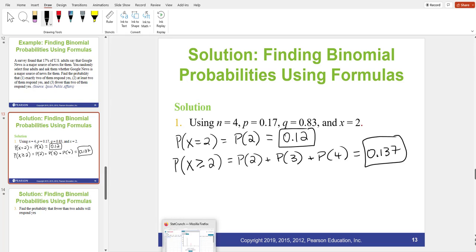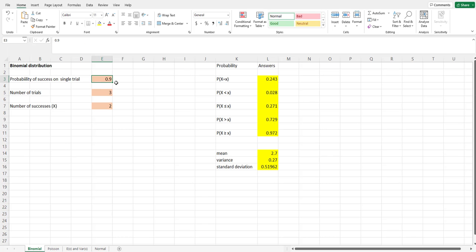But doing it on the computer with the technology is easier. Now, if we go back to my Excel template, probability of success is 0.17. We have 4 trials, and we want 2 or more. So in this one, like I said, I have all the probabilities calculated over here in the yellow. And we just have to pick the correct calculation. So we want greater than or equal to 2. So that would be this last one here, 0.1366 or 0.137.